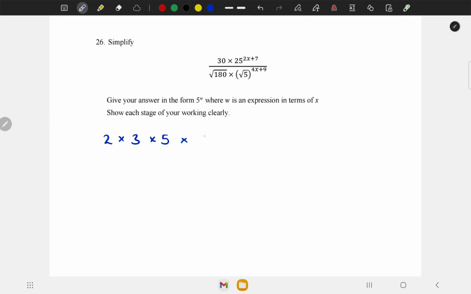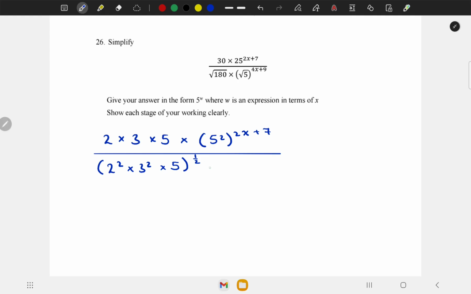Multiplied by 25. I know 25 can be written as 5 times 5, or I can just say it's the same as 5 squared. And remember, there was already a power there, 2x plus 7. So that's the numerator done. I'm going to work out the same thing for the denominator, the square root of 180. So I start by writing 180 as a product of its prime factors. 2 squared times 3 squared times 5. I've just used my calculator to get this. Because it's the square root, I know this can be raised to the power a half. Again, for the next one, it is the square root of 5. So this is 5 raised to the power a half. And then it has another power of 4x plus 9.